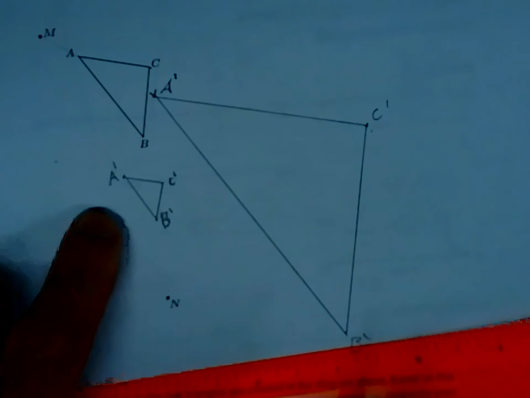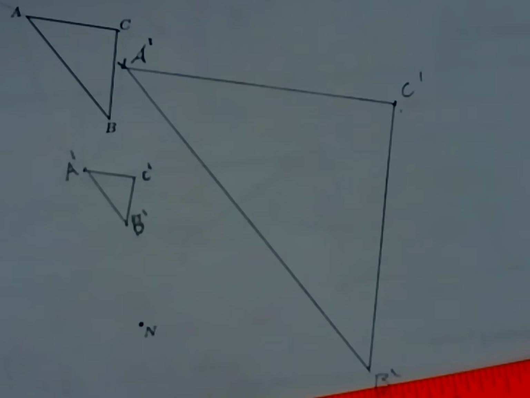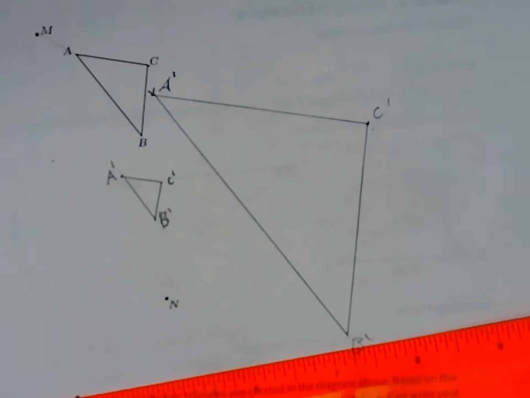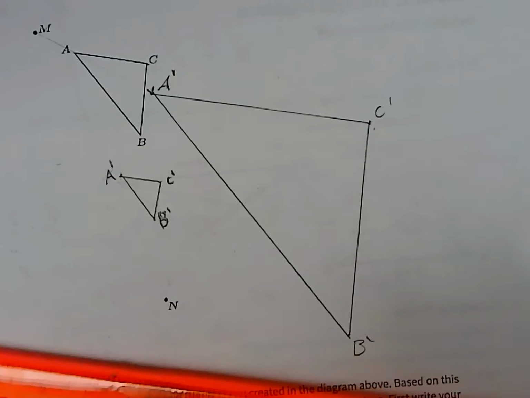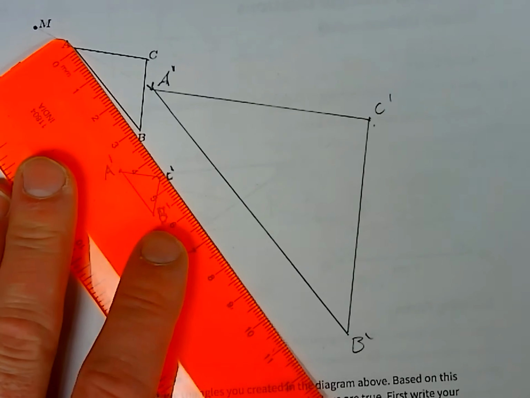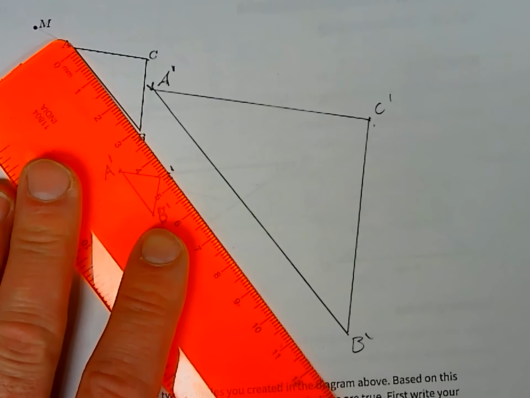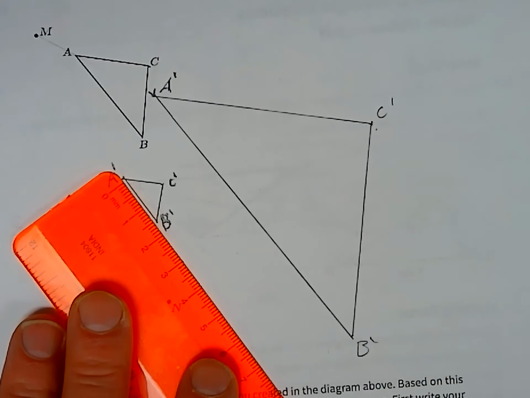Okay, the sides on this triangle are half. Whoa. The sides on this triangle are half the distance of the sides of this triangle. Don't believe me? Let's measure it. 30 millimeters. 15 millimeters. It's amazing.